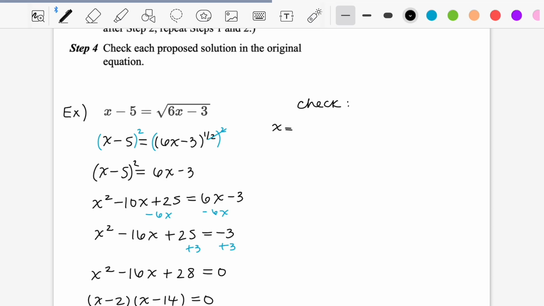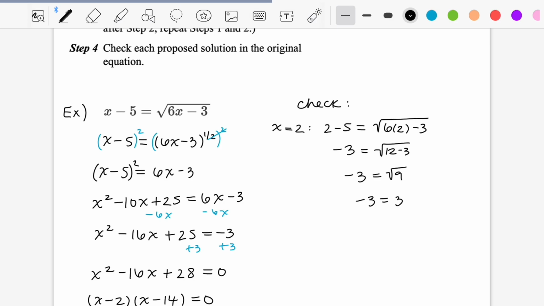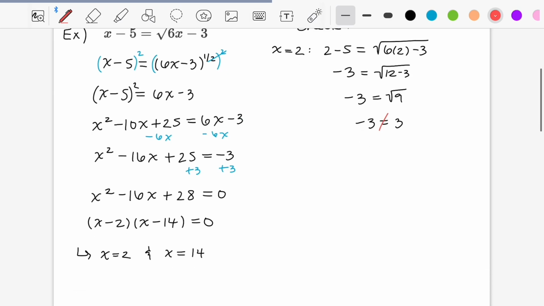So the first thing we'll check is x equal to 2. So we'll plug x is equal to 2 into our original equation. So we'll plug it into this guy here. So we have 2 minus 5 is equal to the square root of 6 times 2 minus 3. So we'll get negative 3 on the left-hand side. Then we get the square root of 12 minus 3 on the right-hand side. So that's negative 3 is equal to square root 9. So we'll get negative 3 is equal to 3. And we know that this is actually not true. Negative 3 is not equal to 3. So this means x is equal to 2 is not a solution.